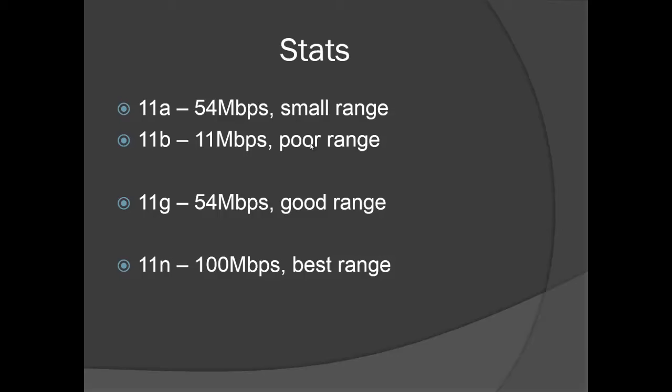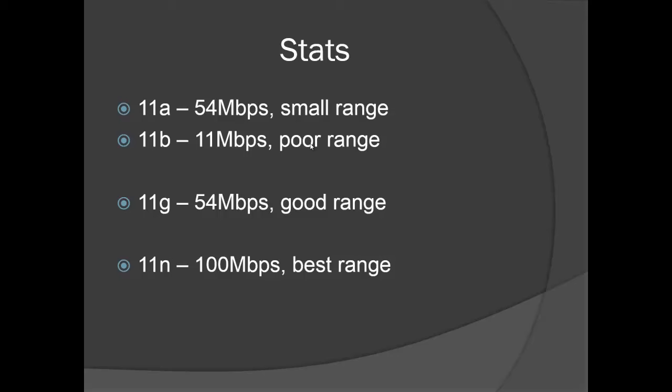So then they also came out with 802.11b, which was only 11 megabits per second, but had better range. So I need to fix that, because that slide should say poor range and good range. So A had terrible range, good speed. B had slow speed but great range.